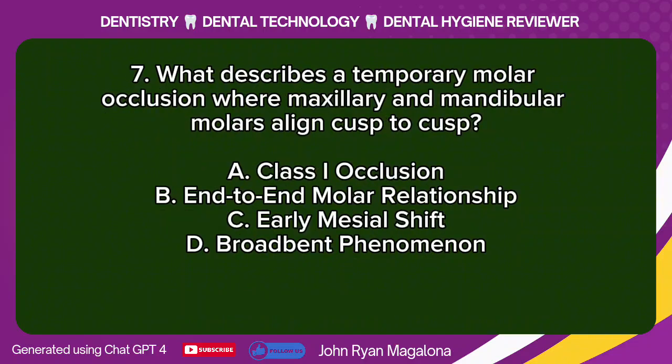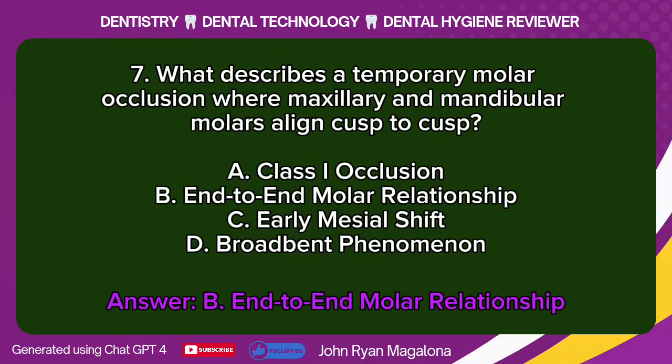7. What describes a temporary molar occlusion where maxillary and mandibular molars align cusp to cusp? A. Class 1 occlusion. B. End-to-end molar relationship. C. Early mesial shift. D. Broadbent phenomenon. Answer: B. End-to-end molar relationship.